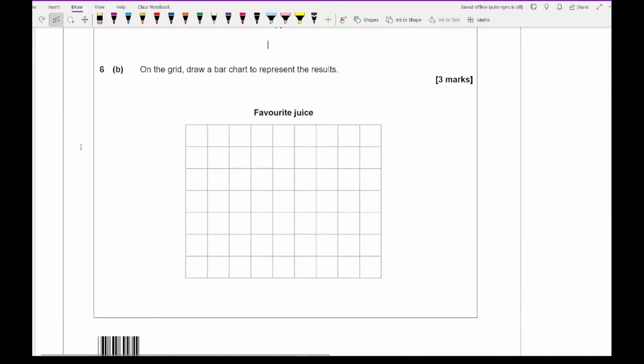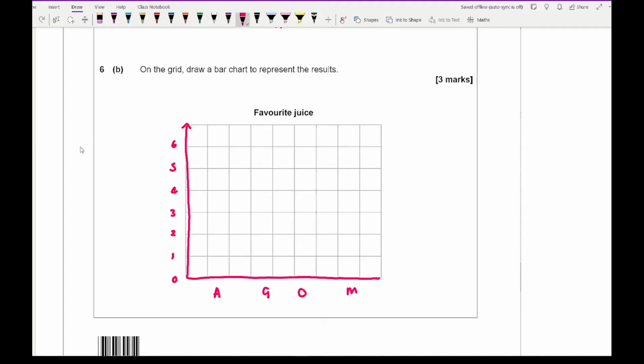Moving on to question 6b, it says on the grid draw a bar chart. So for this, first of all, we need to make sure that we've got gaps between the bars and each bar is the same width, and so is the space between each bar. So we've got apple, grapefruit, orange, and mango. And then if we label our frequency going all the way up to 6, and again, I'd encourage you to use a ruler, which is very difficult on the computer. So for the first one, it should be going up to 6.